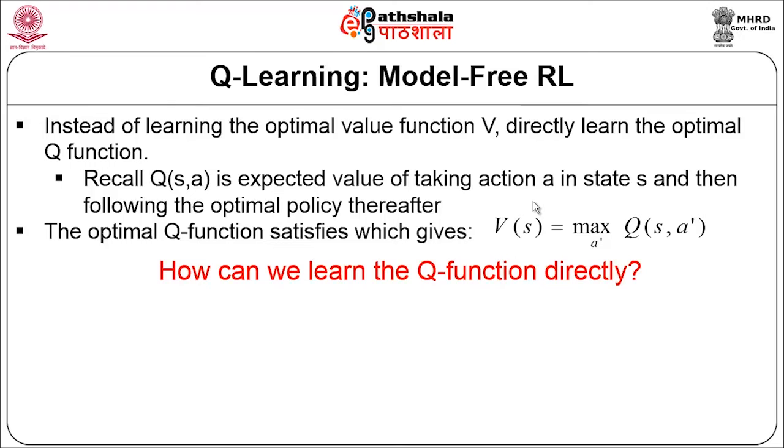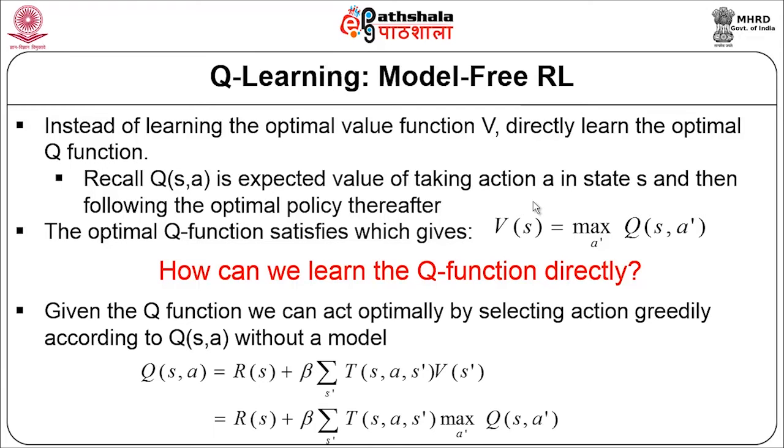So, how can you learn the Q function directly? Given the Q function, we can act optimally by selecting the action greedily according to Q of S comma A without a model. So, what is this greedy selection? You always choose the action that gives you the maximum value of Q of S comma A. It may not be the best in the long run, but at each and every state you choose the one that maximizes the value of Q of S comma A. Suppose you have 3 actions: S comma A, S comma B and S comma C. Then you choose the one that gives you the maximum Q value. Later on it may not be the same, but that is why you call it a greedy approach, you are going only one step.